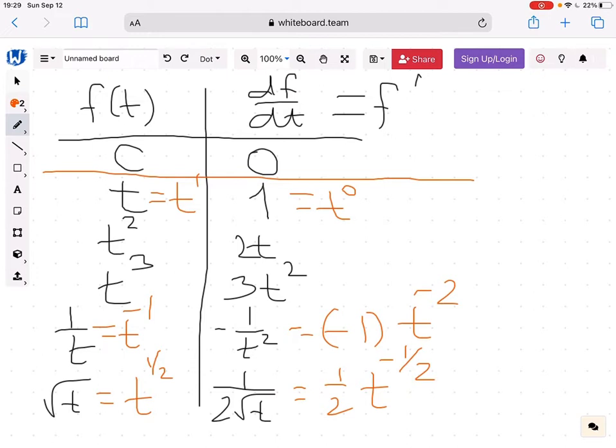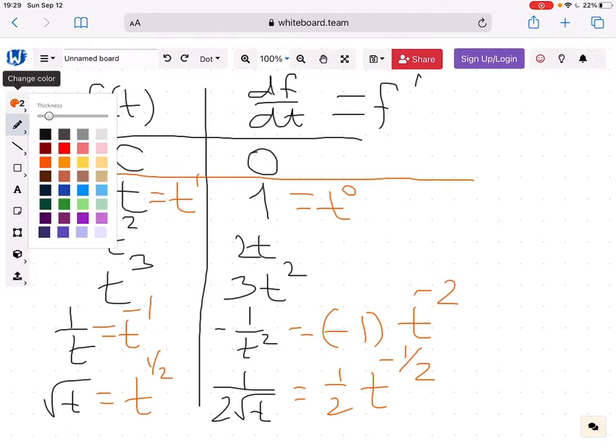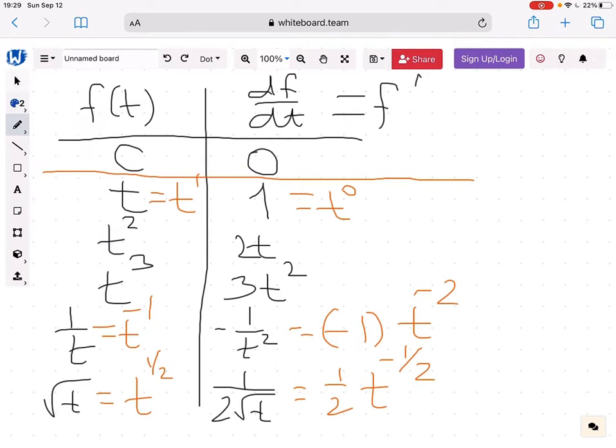So do you see any pattern here? It turned out there's a pattern. If you see this, great. And the pattern is the following. If you have t to the power of n, and you want to take the derivative of it, the derivative is n times t to the power of n minus 1.